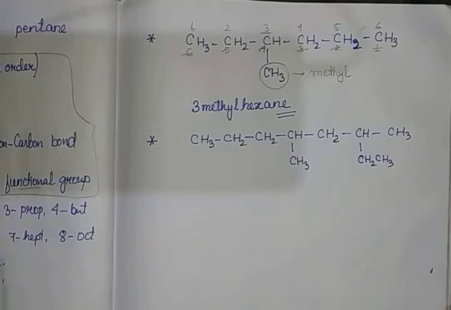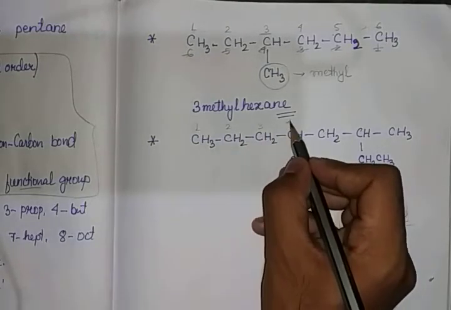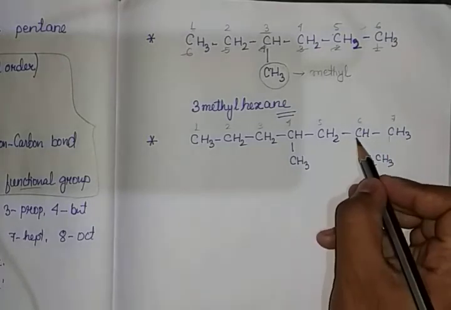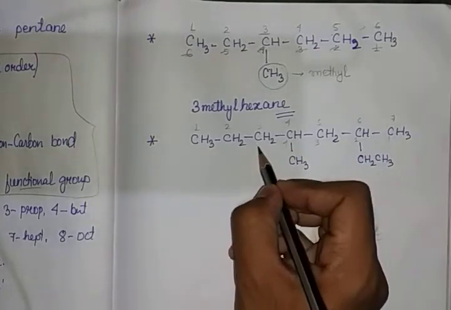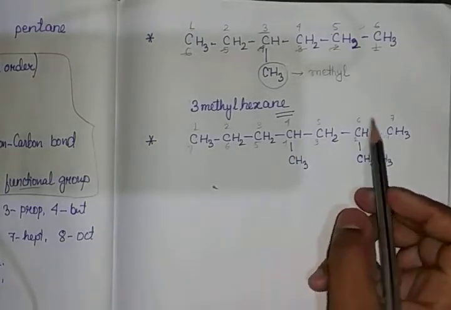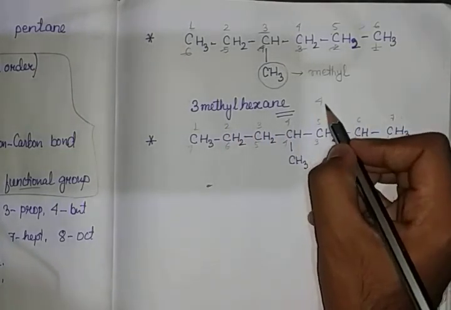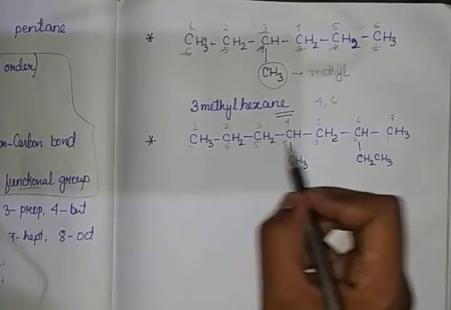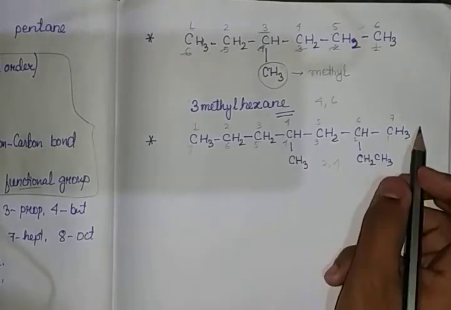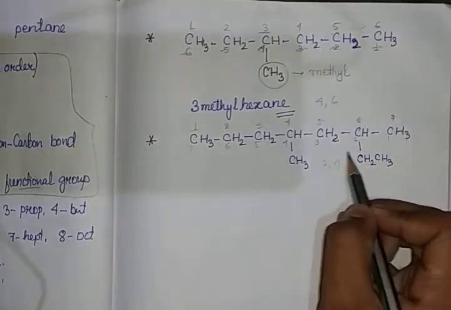Once again the same thing, we have to start the naming. Let's start the numbering. 2, 3, 4, 5, 6, 7. While starting from the side, 1, 2, 3, 4, 5, 6, 7. Now let's see how our substituents are getting the numbers. If we are starting from this side, our substituents are getting the number 4, 6. If we are starting from this side, our substituents are getting the number 2, 4. 2, 4. Then which side is the lesser one? It is from the left side. So this number we are not going to consider. We will be considering this one.